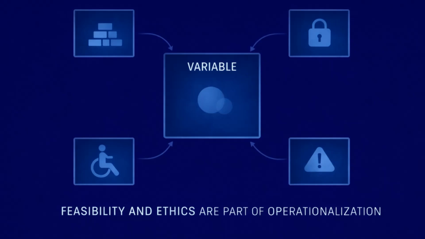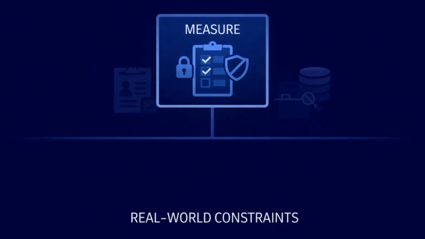A variable can be theoretically strong and still inappropriate to measure in a given context. Participant burden, accessibility, privacy, and potential harm all matter. These considerations are part of operationalization, not separate from it. This is also where real-world constraints show up. Sometimes the best instrument is proprietary, restricted by licensing, or not approved by your site. Sometimes access to certain kinds of data is not possible.